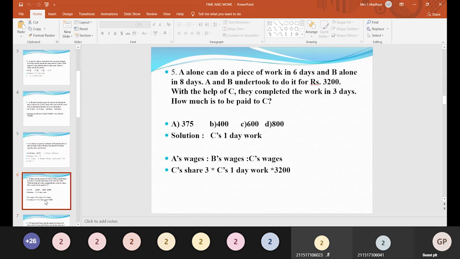So C's 1 day's work is equal to 1 by 3 minus of 1 by 6 plus 1 by 8, which is equal to 1 by 3 minus 7 by 24. On simplifying this, we get C's 1 day's work as 1 by 24.